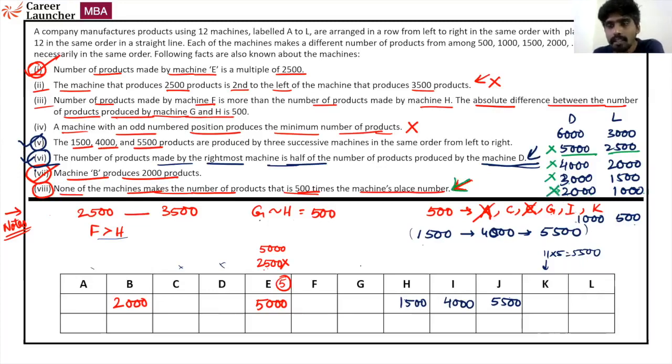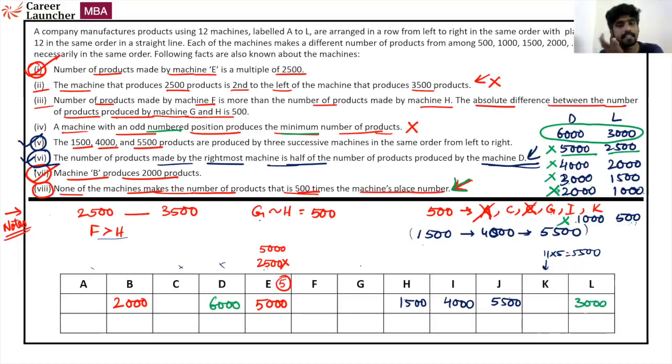If D and L are 1000 and 500, it was a possibility. But we also know that the machine in an odd numbered position produces minimum number of products. So L could not have produced this. So the only possible case for D and L turns out is 6000 and 3000.